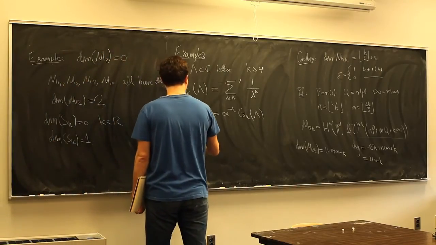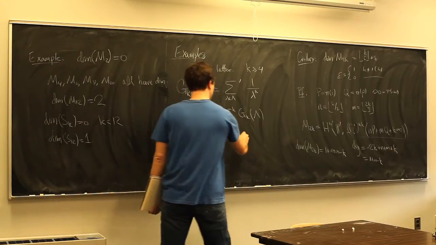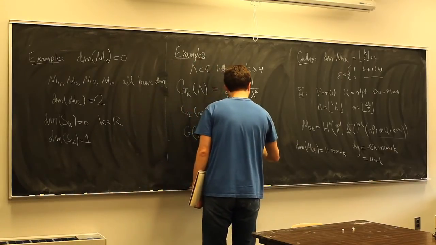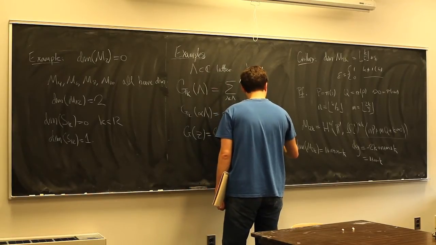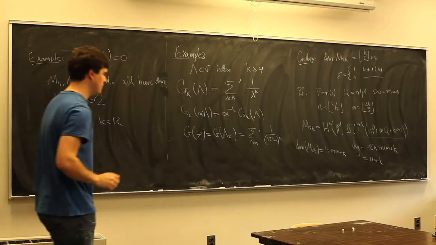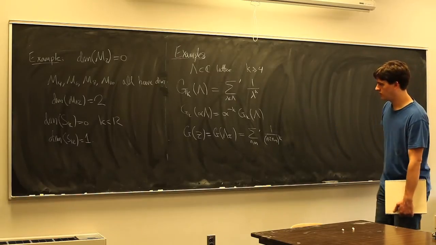So remember, I'm defining g(z) to be g of lambda_z. And this thing is clearly just the sum over integers n and m, not both 0, of 1 over (nz plus m) to the k, because those things are my lattice elements. And of course, each one of these terms is a holomorphic function, and I'm summing them up, and the convergence is good, so the result is holomorphic. So this is holomorphic in z.